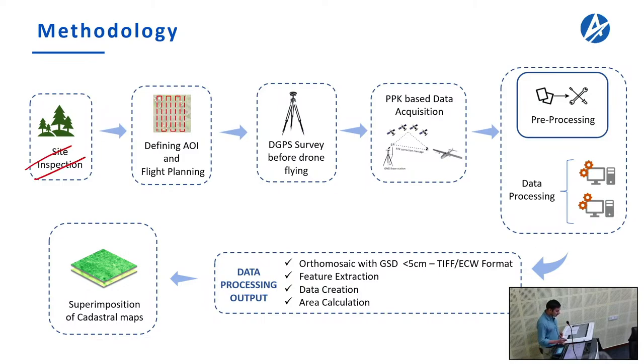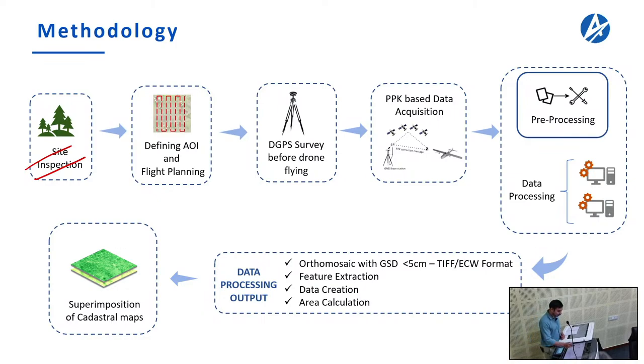In site inspection, you go and see how the terrain is, whether it is hilly, plain area, or there are obstacles in between, maybe towers or something like that. Also as per the regulation, you need to check whether it is falling under red zone, green zone or yellow zone. If it is under green zone, you are good to go, you can fly. If the area is falling under yellow zone or red zone, then you have to submit the papers to the concerned authorities and take the approval accordingly.